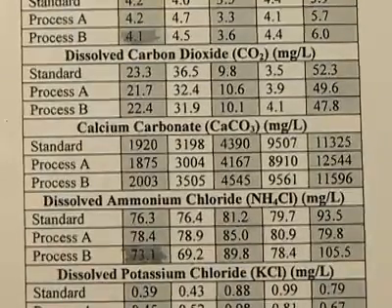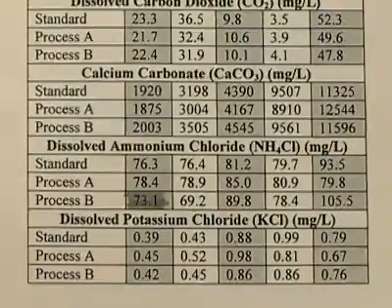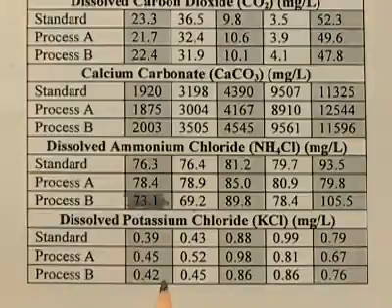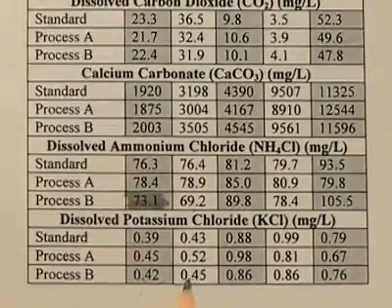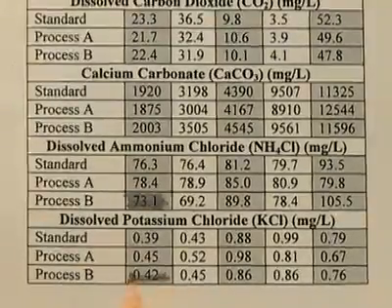And now let's take a look at potassium chloride, the last one, process B again. And the value given was 0.41. 0.41, I would say, is pretty close to 0.42. Certainly much closer than it is to 0.45. So I would pick pH 2 again.